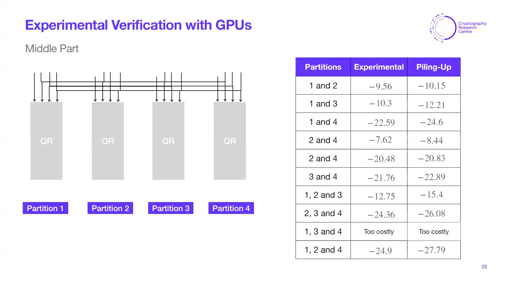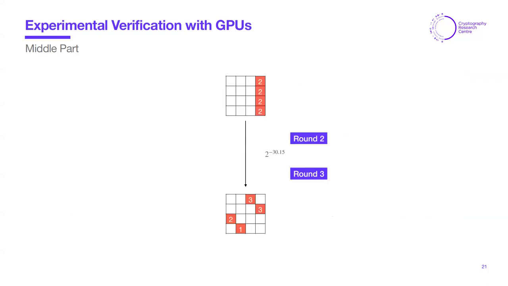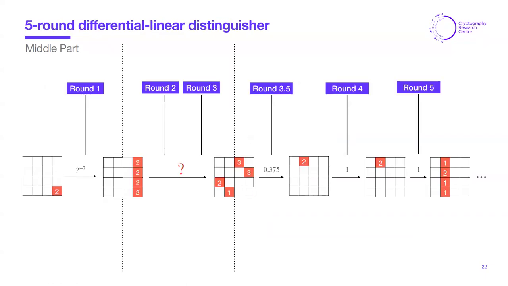To make sure that we did well, we create new differential linear distinguishers, combining all the possible partitions, and we use experiments to see if this piling-up lemma is estimating the correlations well or not. And what we saw, as you can see in the table, is that the piling-up lemma is estimating the correlation very well. So for the middle part, we estimate the correlation with this value here, 2^-30.15. So we create this five-round differential linear distinguisher, and this is the base for all our results, as you will see.